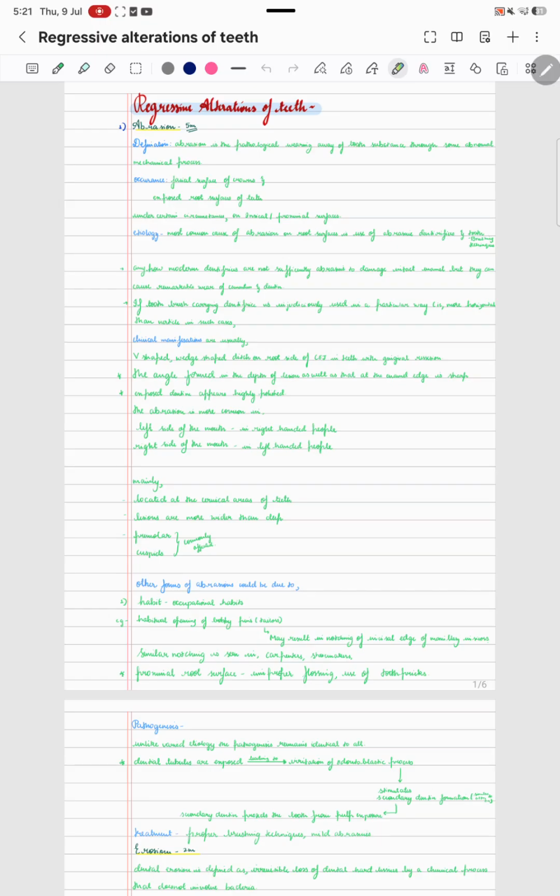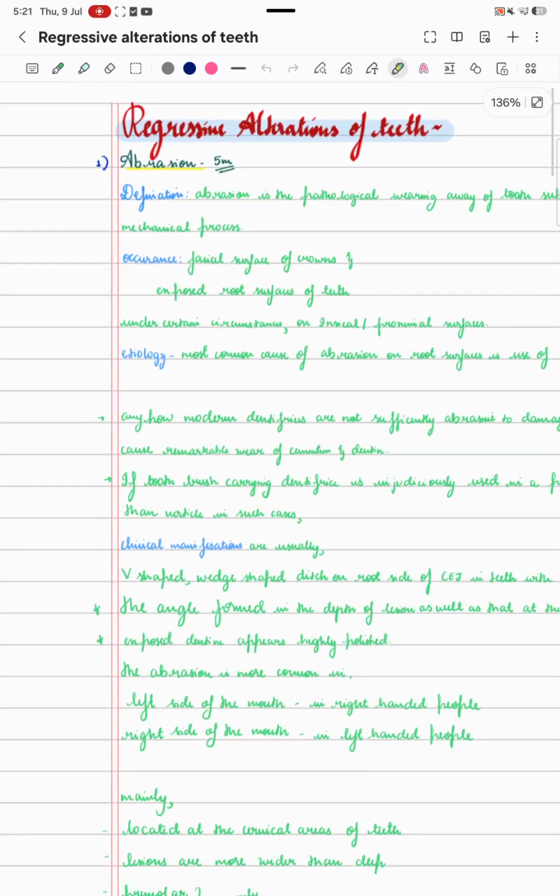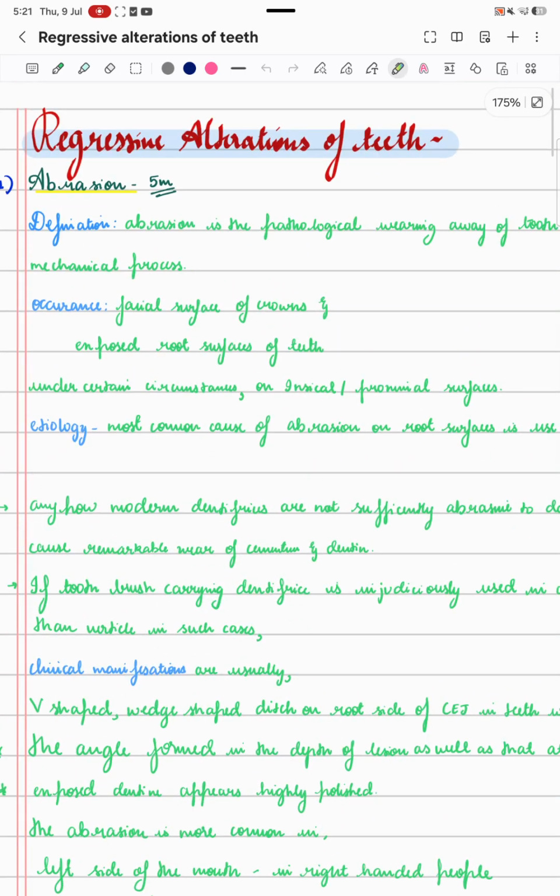So regressive alterations. First is abrasion. Basically, regressive alterations are the alterations of teeth with age. As age progresses, or because of some physical or pathological factors, the size or the shape of the teeth is altered. So that is regressive alterations. Let us start with abrasion.